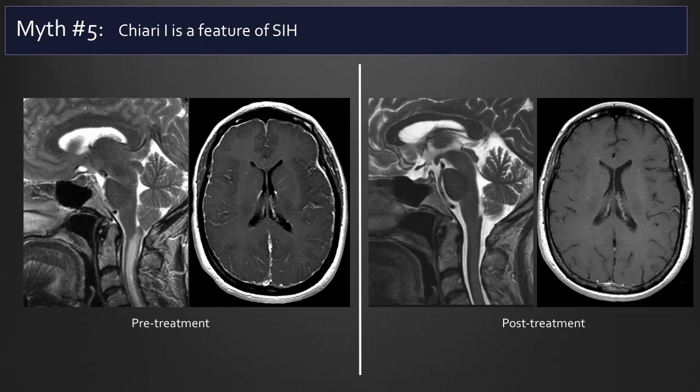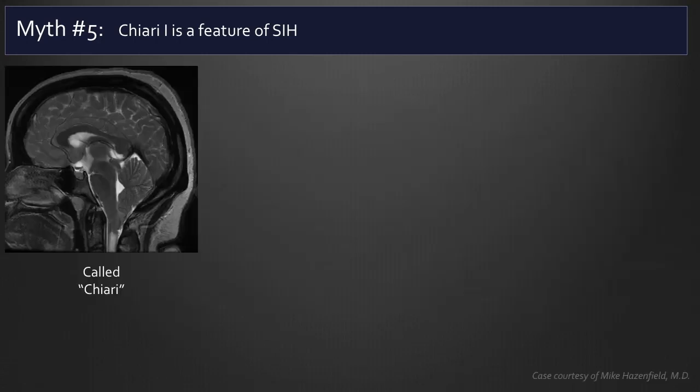So it turns out that tonsillar ectopia is not a specific finding. It can be seen in some asymptomatic patients. It can be seen in about 20% of patients with IIH. And in the context of intracranial hypotension, it can be seen in conjunction with brain sag.